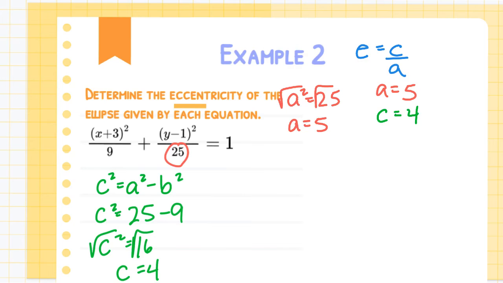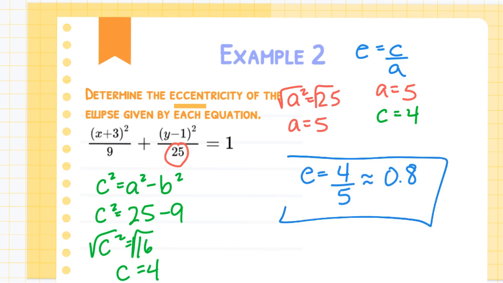So then we go to our formula, E equals C over A, so it's going to be 4 over 5, and then we can put that into the calculator and we get 0.8, which is very close to 1. So we can draw the conclusion that the eccentricity of this ellipse, or the shape of this ellipse, is very narrow.